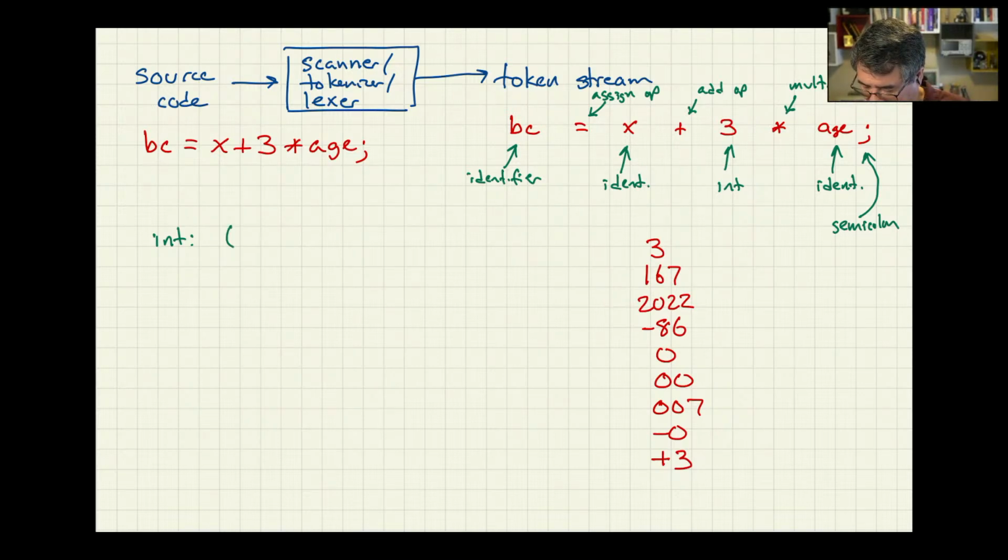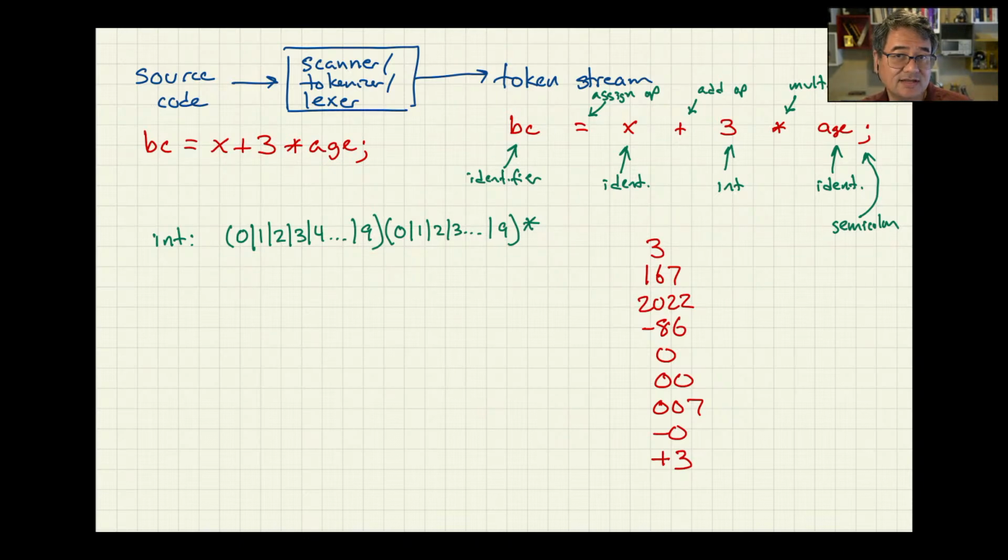So we could say 0 or 1 or 2 or 3 or 4, right, or 9, followed by 0 or 1 or 2 or 3 up to 9, and then any number of those. So we've got a starting digit, one of the 10 possible digits, followed by any number of digits subsequently. And that handles the easy cases, all of these and all of these. It doesn't handle the ones with the symbols in front, the plus and the minus. So that's fairly easy to do.